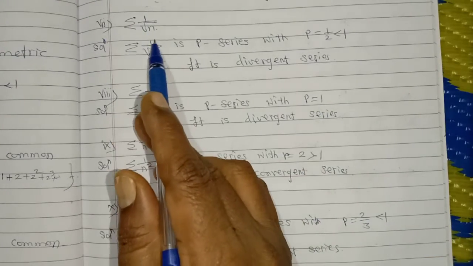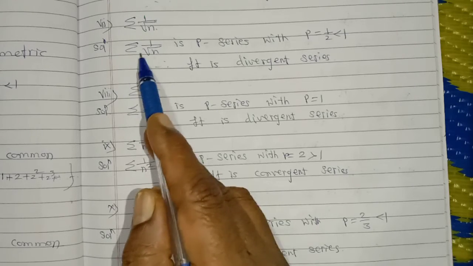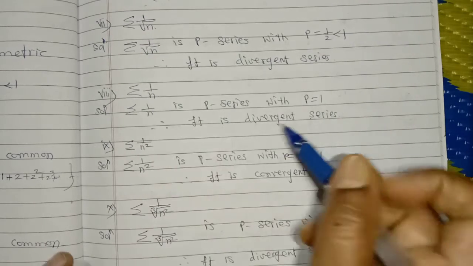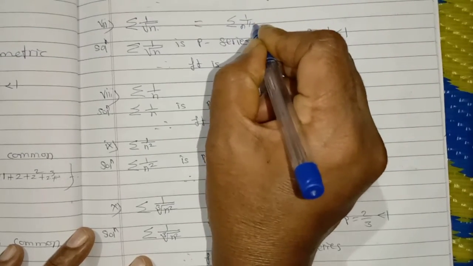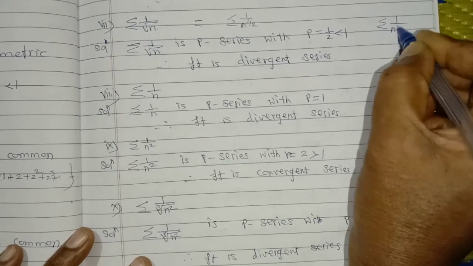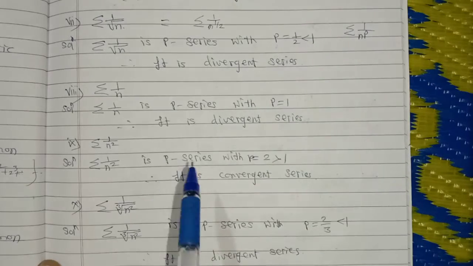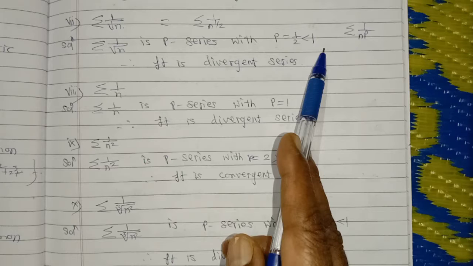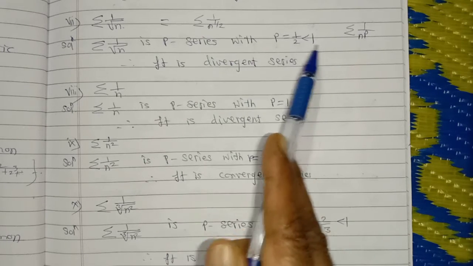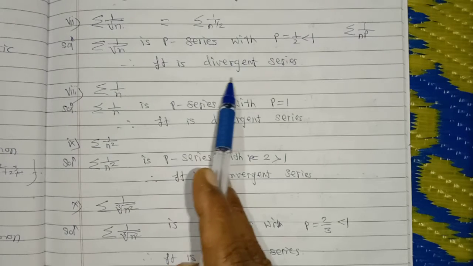Next example is summation 1 upon root n. We write given series in the solution summation 1 upon root n. That means given series equal to summation of 1 upon n raised to half. It is also p series of the form n raised to p. Here p equal to half, which is less than 1. And by the result that if in p series, p is less than 1, then the p series is divergent. So summation 1 upon root n is a divergent series.